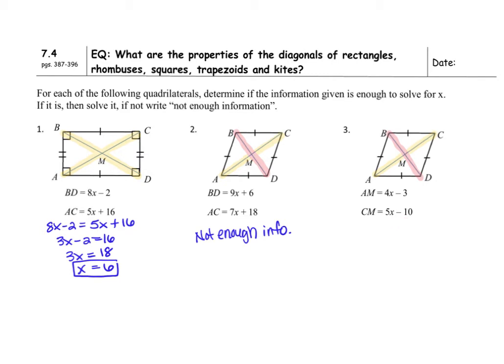We do have enough information to solve this one because rhombuses have two sets of congruent parts. So that means that this part and this part are congruent, and that BM and DM, these two would also be congruent. So to solve for x, we set 4x minus 3 equal to 5x minus 10. Subtract the 4x from each side, that gives you negative 3 equals x minus 10. Then when you add the 10 to the other side, you get 7 for x.